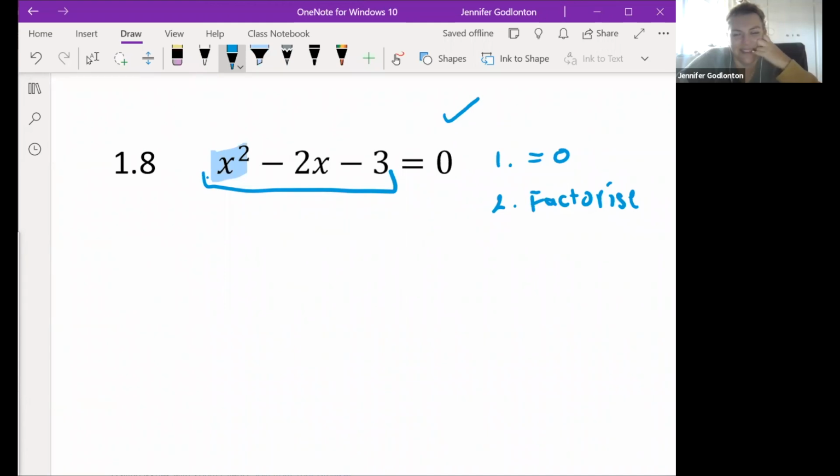Let's go. Let's go. Alicia, the question is nice. You factorize. Just factorize. As soon as you factorize, it's actually nice and easy.